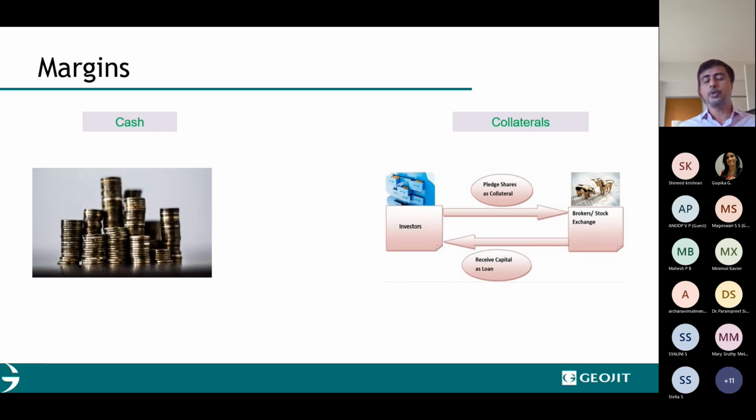So it's not necessary that you should bring in cash. You can use your margins as collateral also. Collateral is nothing but idle shares which are there in your demat account, and you may pledge those shares with your depository and then raise the capital and invest it. There are many people who are doing this kind of business also.